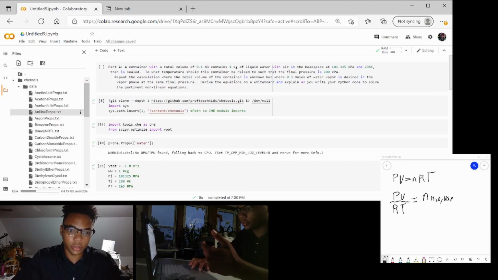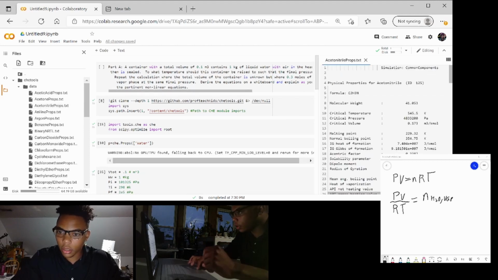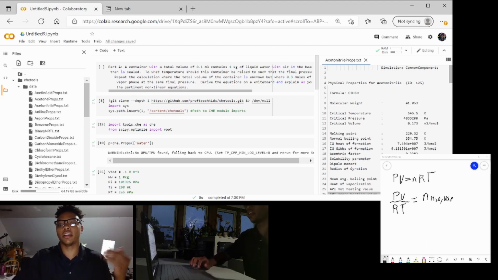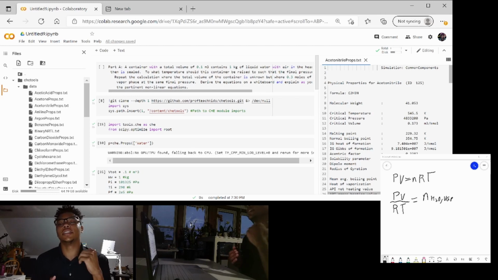If you go to any of these, I hope it pops up. Critical temperature, critical pressure, critical volume. At the top of the list, right under molecular weight and formula name. That's how you know they're essential.